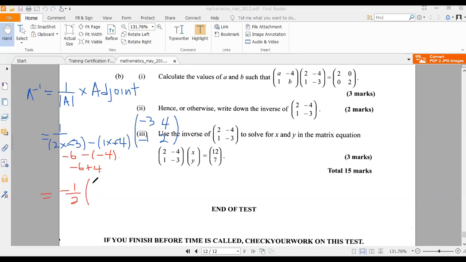The adjoint, which will give me -3, 4, right? This will be -1, and this will be a positive what? 2. So this is the answer for the what? Inverse, right? This is my answer for my inverse. Any question? So the answer will be -1 over 2, -3, -1, 4, and 2.